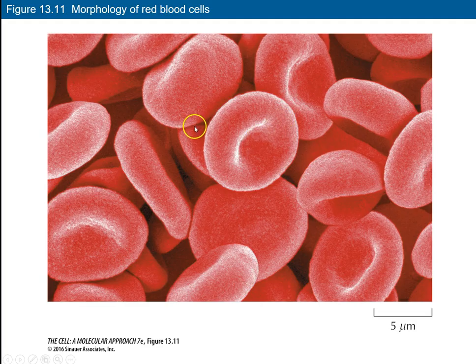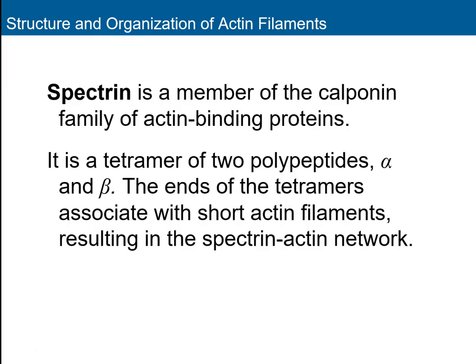Okay, so if you look at these red blood cells, they're these disc shaped red blood cells, and again, there's not much to them except the membrane and actin cytoskeleton, right? That's pretty much what they're composed of, okay? And again, associated proteins. So here is one of these actin binding proteins. I told you we'll talk a little bit about some specific actin binding proteins, and it's called spectrin, okay? And it's a member of a family of actin binding proteins called the calponin family. Spectrin is just one member of them, okay?